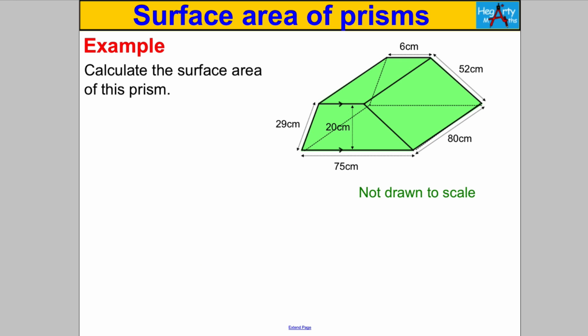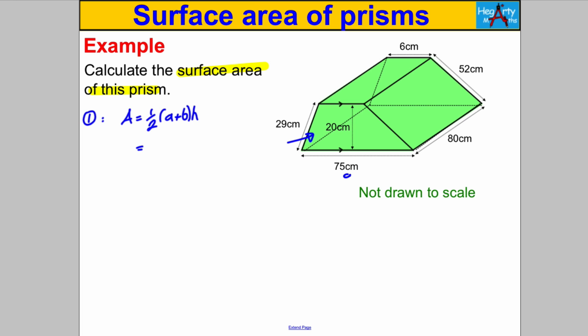Last question, pause the video, have a go. So calculate the surface area of this prism. So this has a trapezium face here. So let's work out firstly the area of the front trapezium. So we should know the area of a trapezium is a half the sum of the parallel sides, a plus b, multiplied by the perpendicular distance apart.